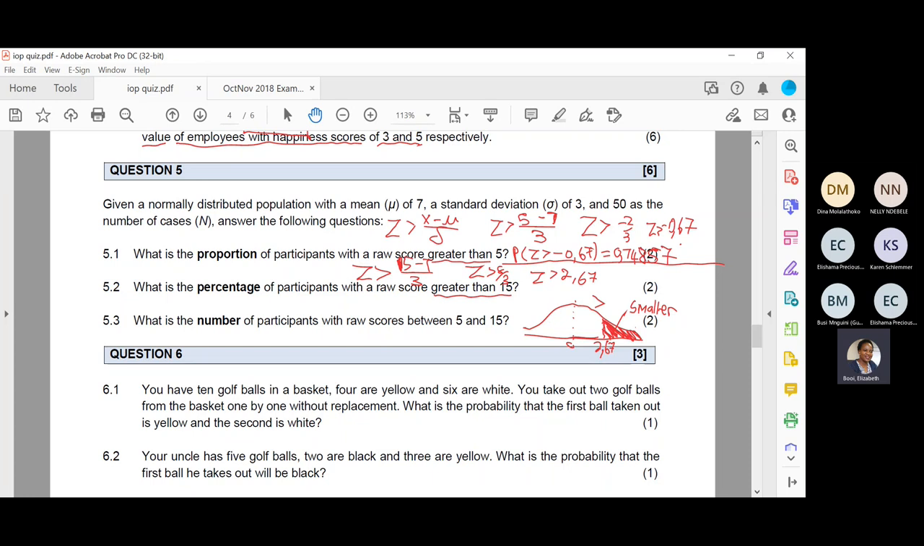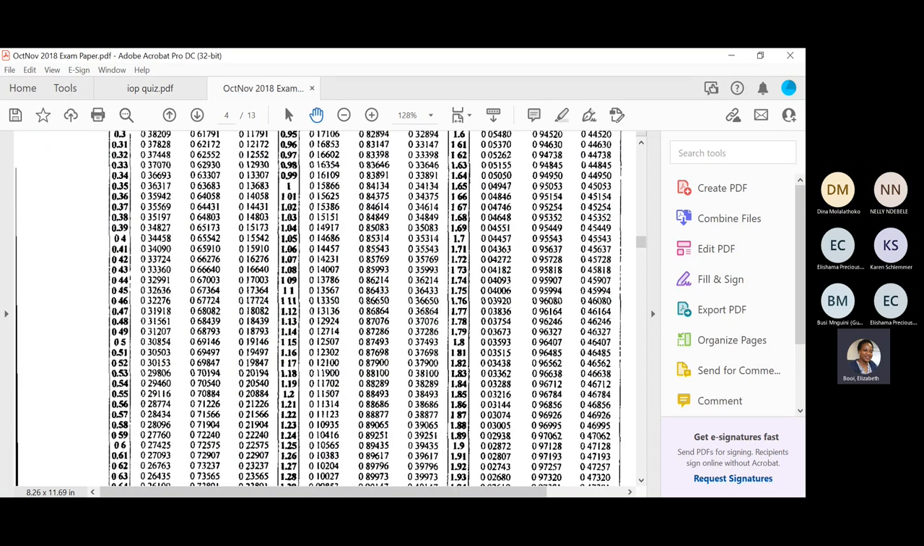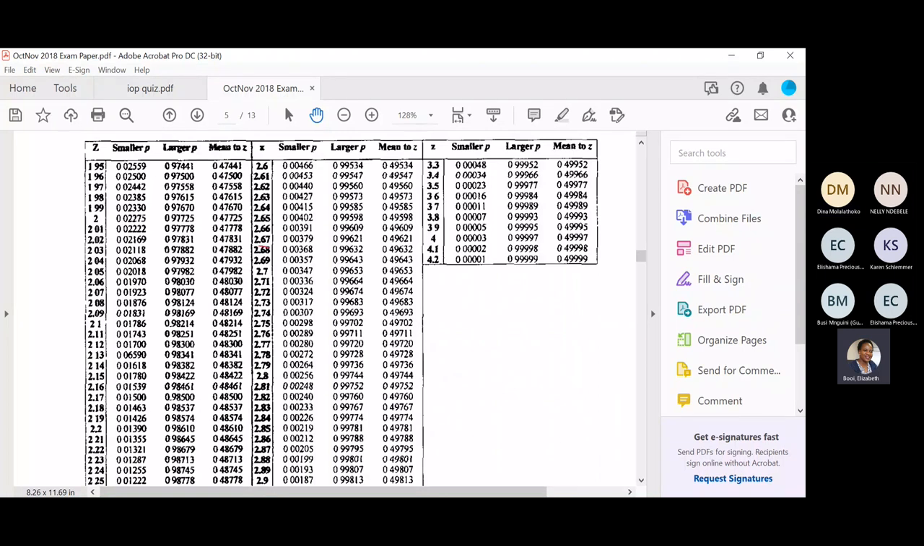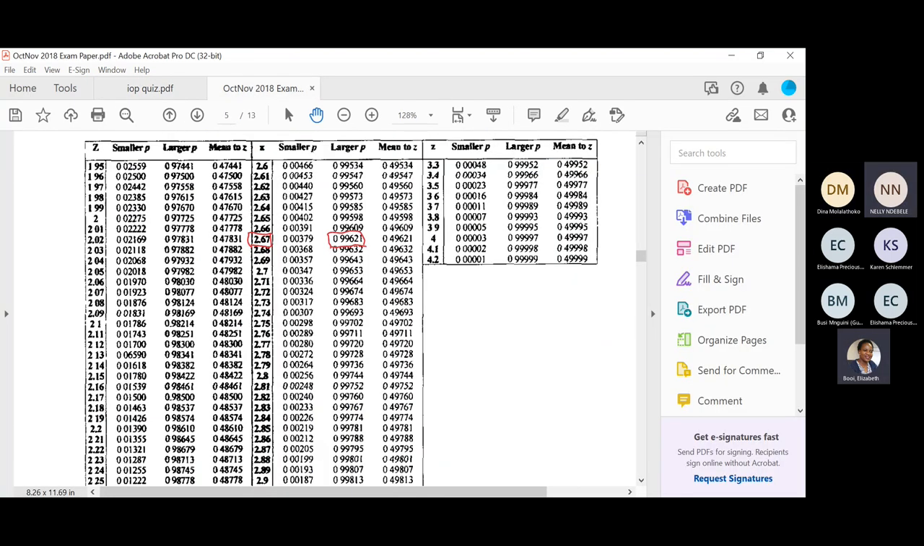So we go to the table, we look for 2.67. Once we are on the twos, 2.67 is here, and the answer is 0.99621. No, so are we not looking for the smaller portion? Oh, sorry, I went to the wrong side. We are looking for the smaller portion, which is not this, which is this.